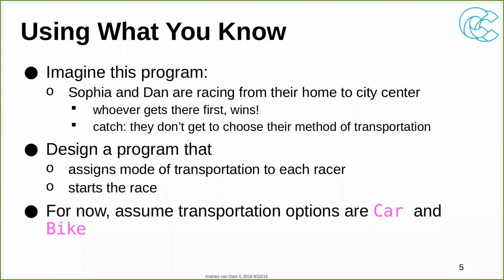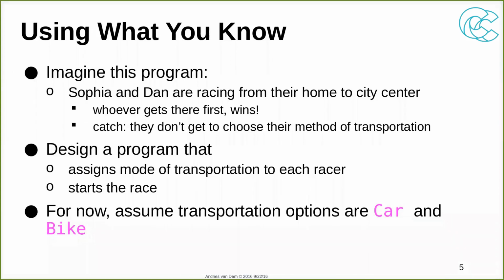The only catch here is that we don't specify the method of transportation. So for example, Sophia can use a car, Dan can use a scooter, or Dan can use a cycle. Right, anything is possible, or the method of transportation is not specified. But the task is just to reach destination B in as quick a time as possible and win the race.